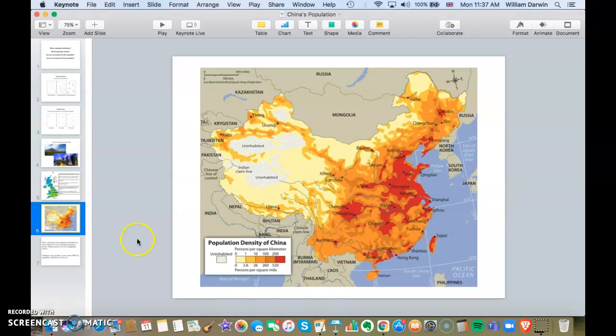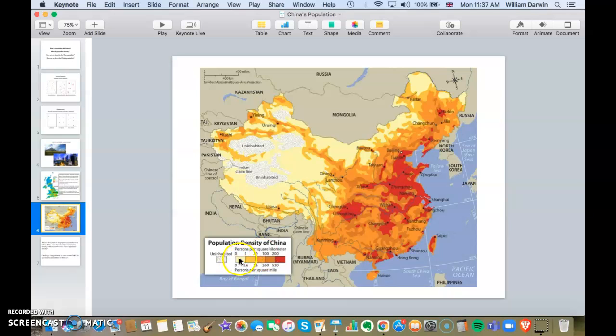Now, this map looks slightly different to the one we've just looked at, but it's really very similar. We've got a key here which shows us population density of China, and we've got some extra information on this key. Any areas with this dotted pattern are uninhabited areas, so there's no people per square kilometre. And then we've got a scale going from this very light yellow all the way to a dark red, and that shows us the number of people per square kilometre.